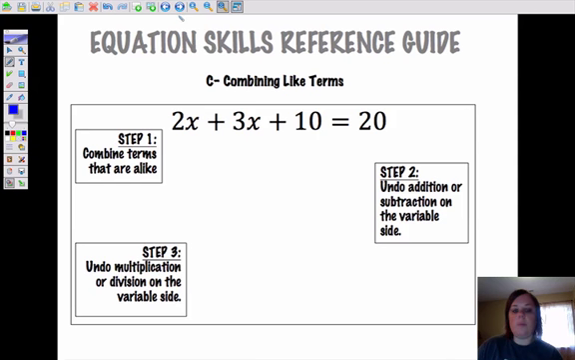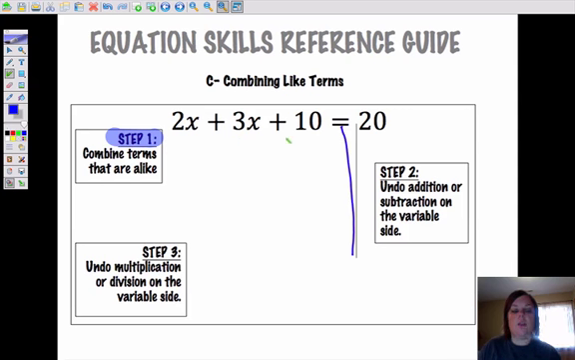All right, so the first thing I do is I extend my equal sign so that I can use that as my balancing point. So this is one side of the equation and this is the other side. Even though this side looks a lot longer, this is one half and this is the other half. Okay, so with combining like terms, the first step that you have to do is combine terms that are alike. So that's step one.